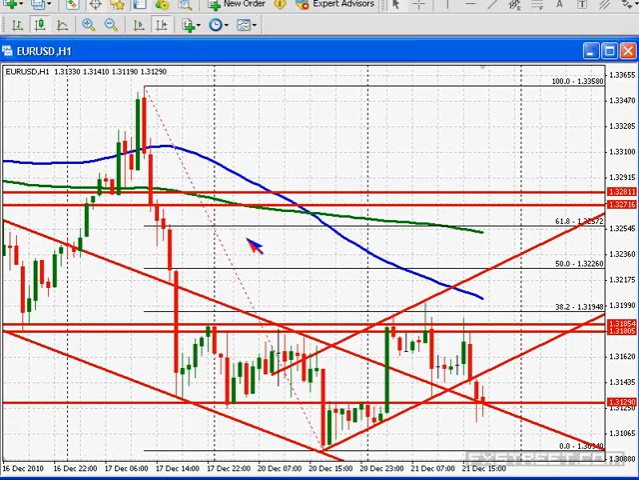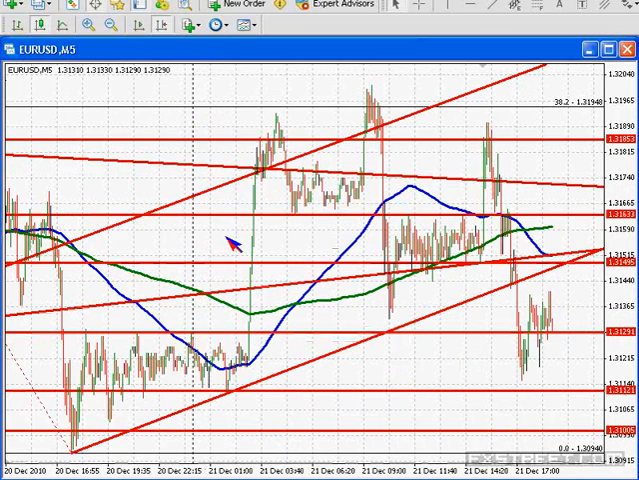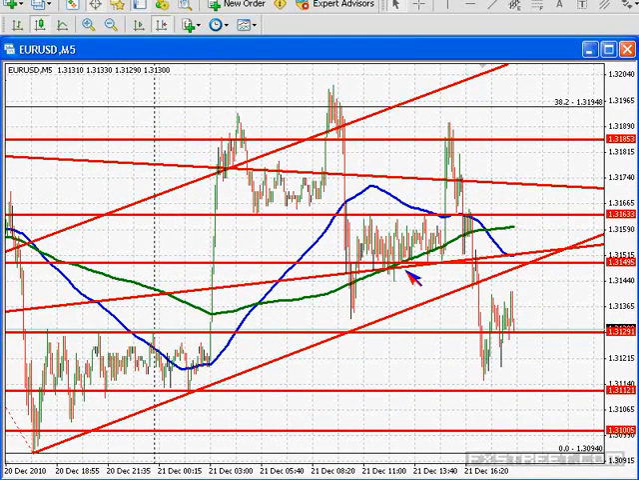So again, I'm just trying to put those lines in the charts that make sense to me from a technical perspective. I also incorporate other tools in my analysis, like these moving averages. This is the 100 bar and the 200 bar moving average.